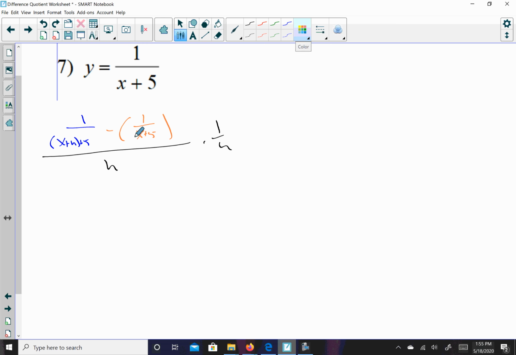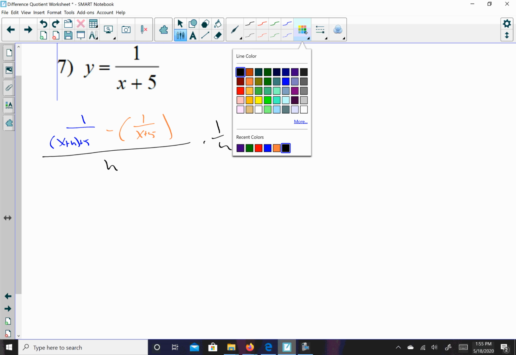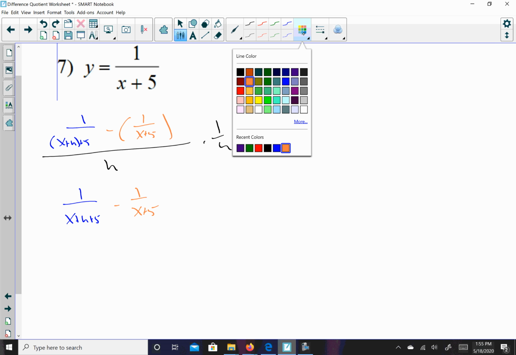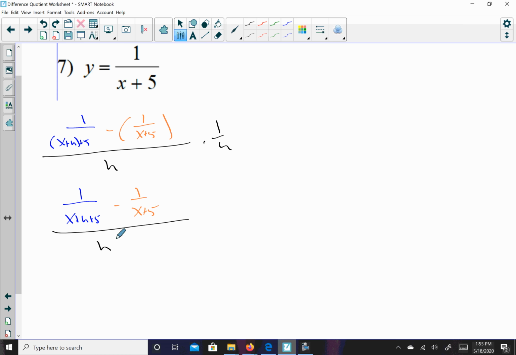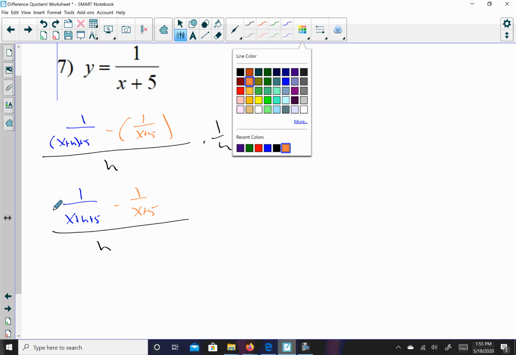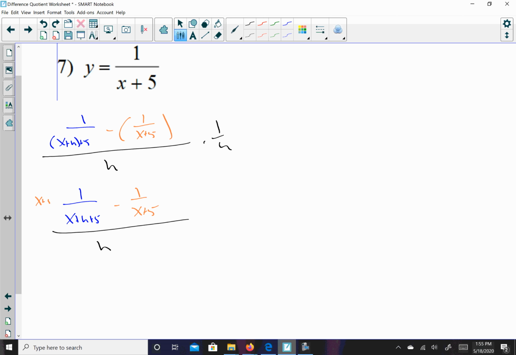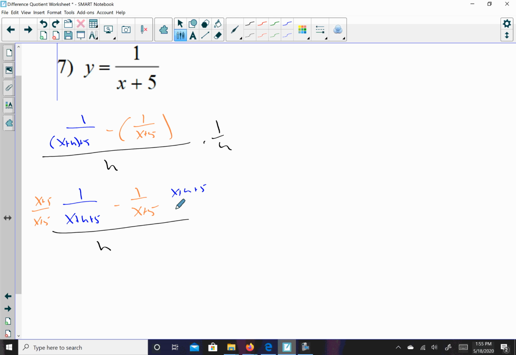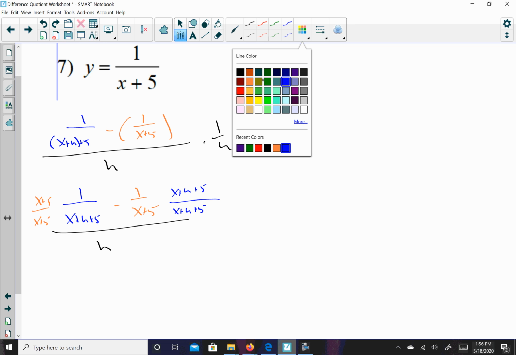So here, remember, in order to add these, I have to have a common denominator. So before I do that, I'm going to rewrite this as 1 over x plus h plus 5 minus 1 over x plus 5, and then this whole thing, I'm just going to leave it over h. So remember, I'm going to multiply the first fraction by this denominator. So I'm going to multiply by x plus 5 over x plus 5. I'm going to multiply the second fraction by x plus h plus 5 over x plus h plus 5. So you're multiplying both the numerator and denominator by the same thing, so you're not changing the fraction, you're just coming up with that common denominator.